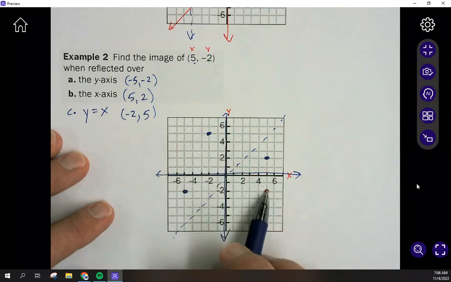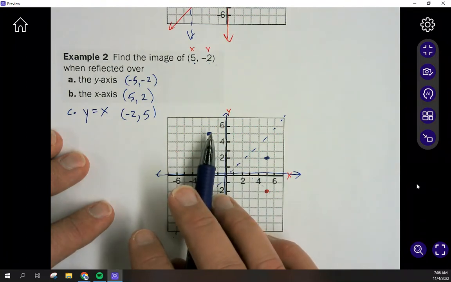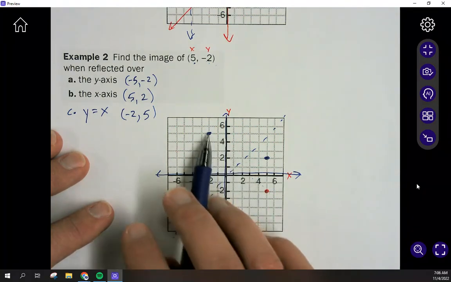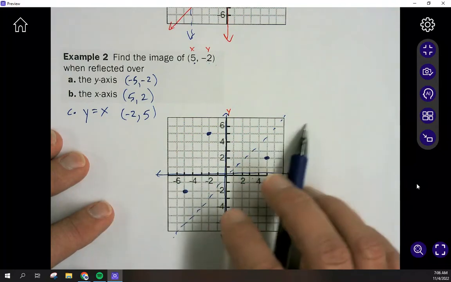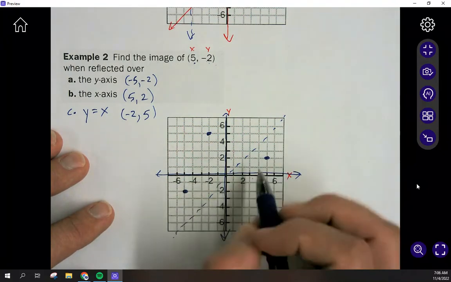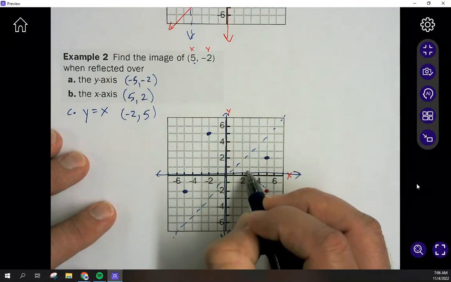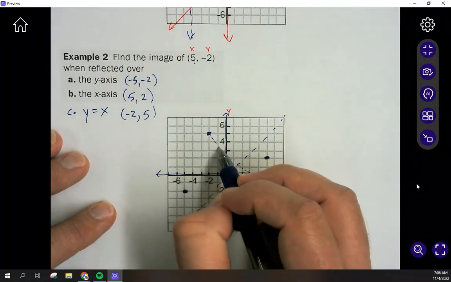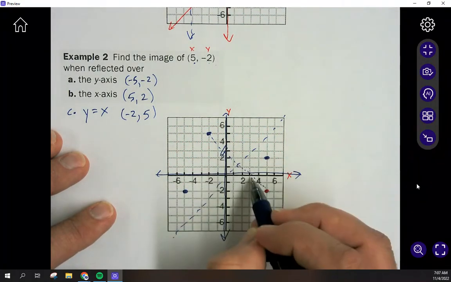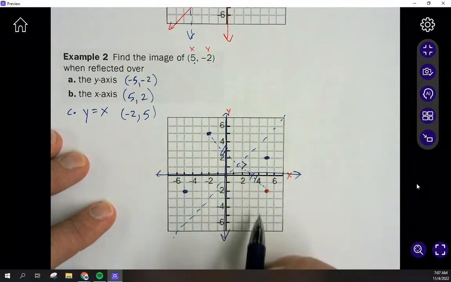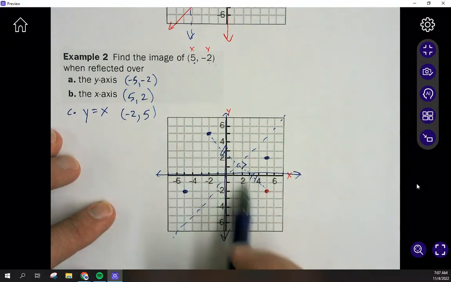If I connected these, remember the special name, the segment that connects the image and the pre-image, this line, the reflecting line, is the perpendicular bisector. So I'm the same distance away. It's cutting the segment in half. This one equals this one, and it's hitting at 90 degrees. Perpendicular bisector.